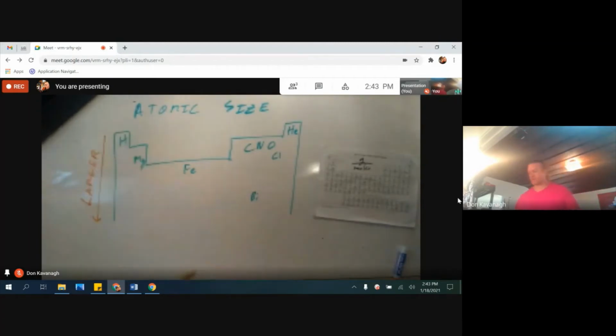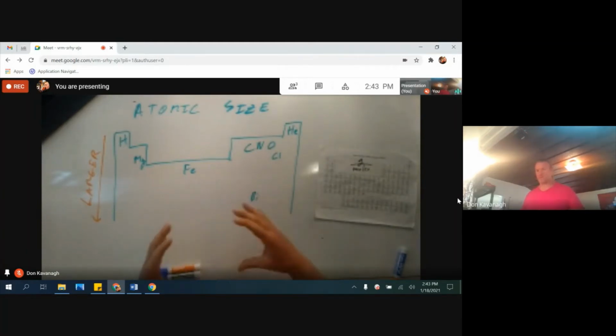So if we are comparing, say, nitrogen to bismuth, we can make a bet that bismuth is much larger than nitrogen solely on the idea that it has more layers of electrons outside of it.